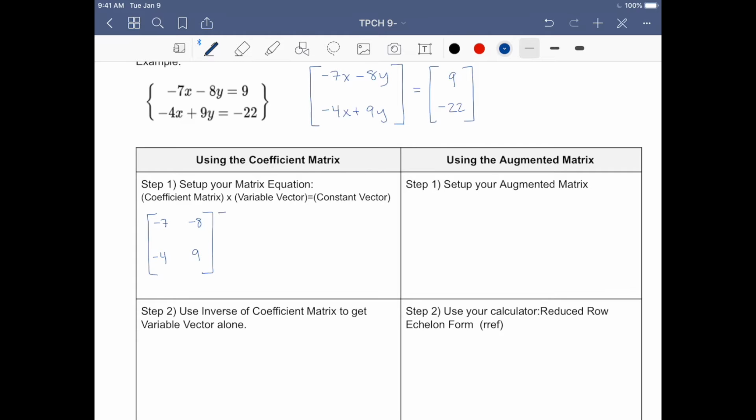Now, if you remember how to do matrix multiplication, the variable vector will make a lot of sense here. So the variable vector here, I'm using x and y. If you actually multiply these together, you will get this matrix that we wrote up here, okay? And we're going to set that equal to our constant vector, 9, negative 22.